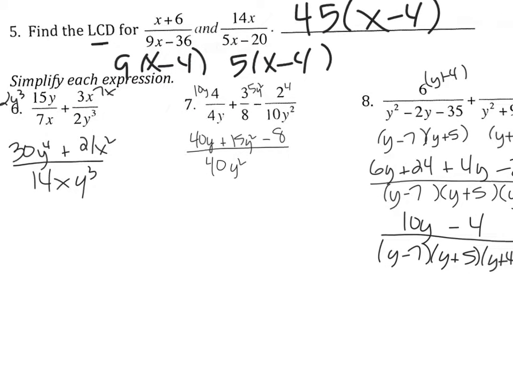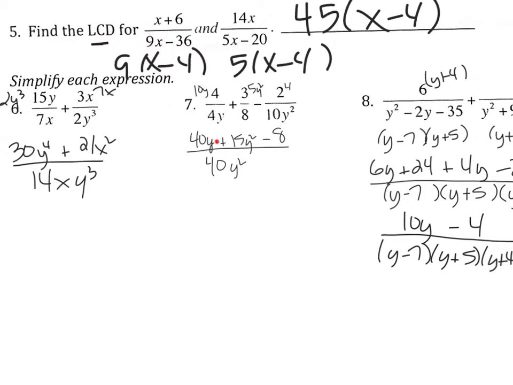Number 7, though, even though there's 3 of them, I'm going to do it the exact same way. Start with the 4 and the 8 and the 10. Remember, take the big number, take the 10, start going multiples, 10, 20, 30, 40, until you find something that 4 and 8 both go into, which is 40. Also, bring down the other factors. There's a y and a y squared. Bring down the bigger exponent. And then we're going like we did last time.